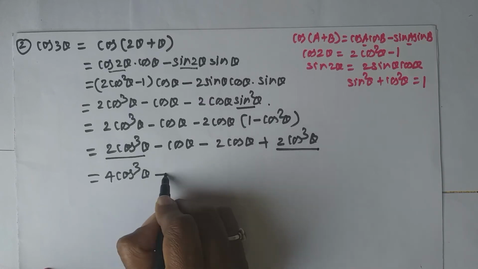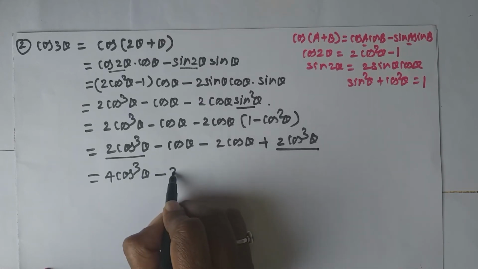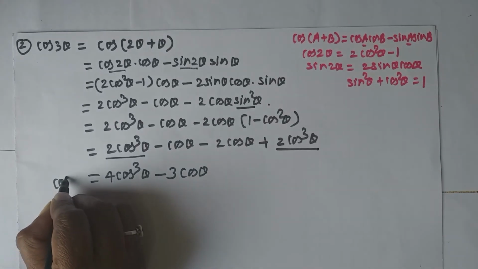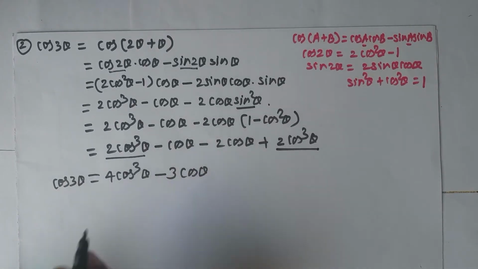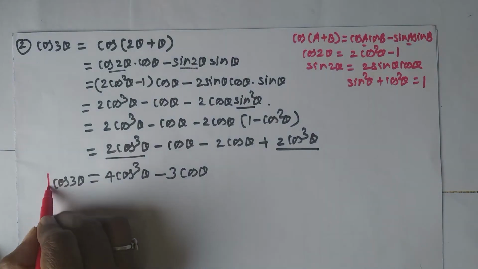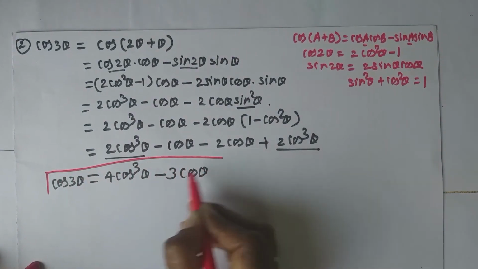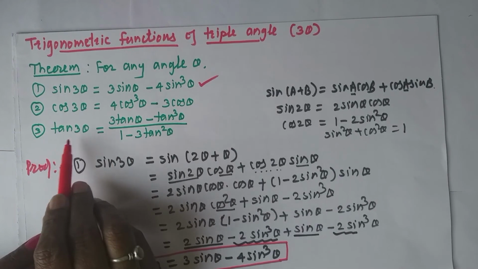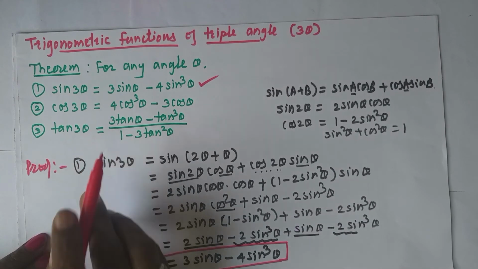And this will be minus 1 times minus 2 times, that is minus 3 times cos theta. In this way we have got the formula of cos 3 theta. Okay. This is the formula for cos 3 theta. Now we will prove the last formula, that is for tan 3 theta.